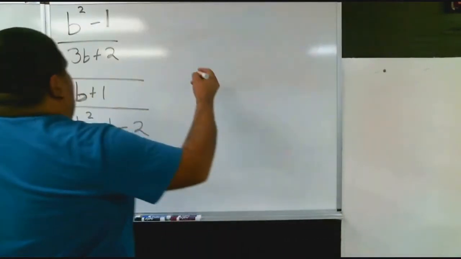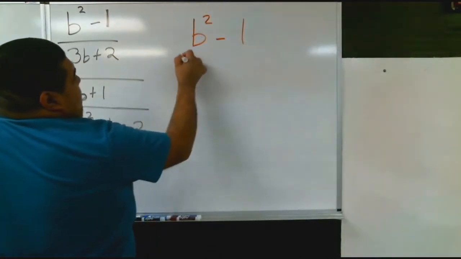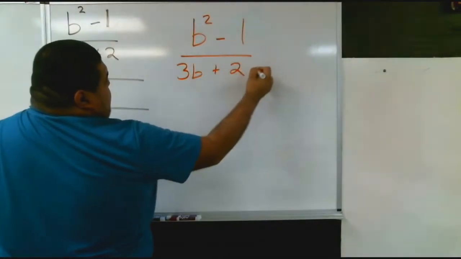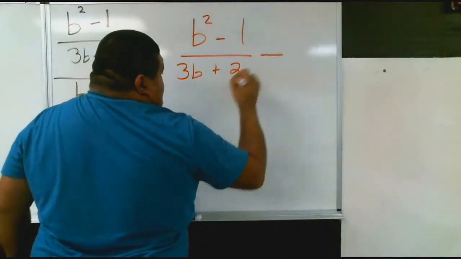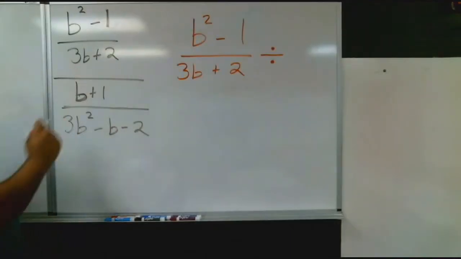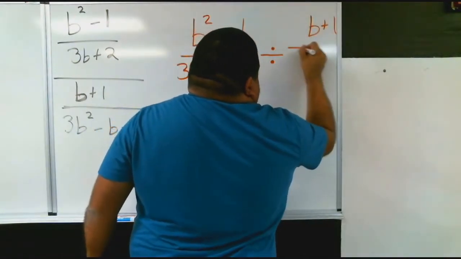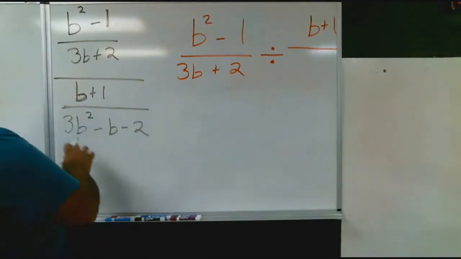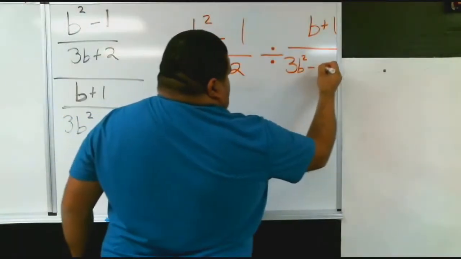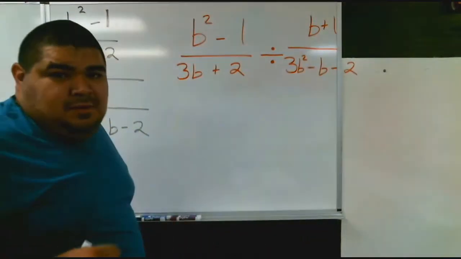We're going to write it as b squared minus 1 over 3b plus 2, divided by, because that line in the middle means they're divided, b plus 1 over 3b squared minus b minus 2.